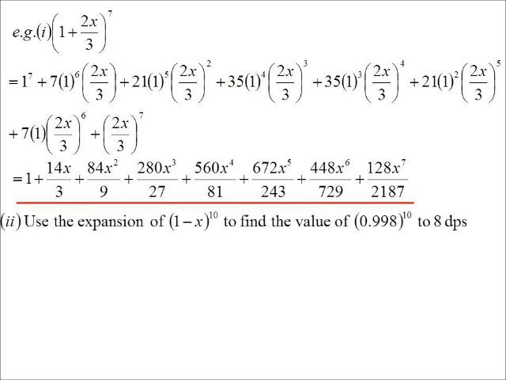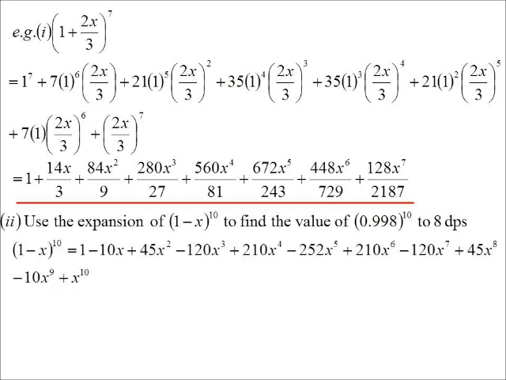Okay. But where it's really handy is something like this. Imagine you're out shopping or something, and someone comes up to you and says, "Excuse me, could you tell me what 0.998 to the power of 10 is?" To 8 decimal places. And you haven't got your calculator on you. Okay. Bit embarrassing. But what you could do is you can go, hang on a sec, 1 minus x to the power of 10. 10 is that great row, so we'll remember the coefficients. That's not a problem. And we could rewrite, so there's the expansion, 1, 10, 45, 120, 210, 252.